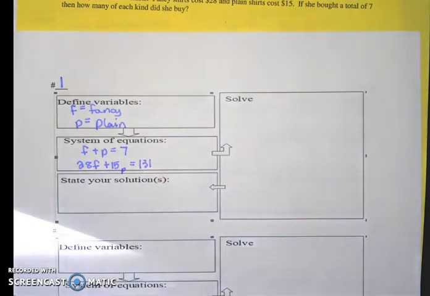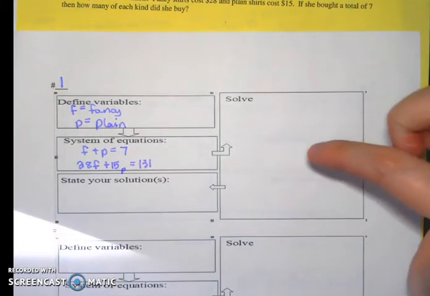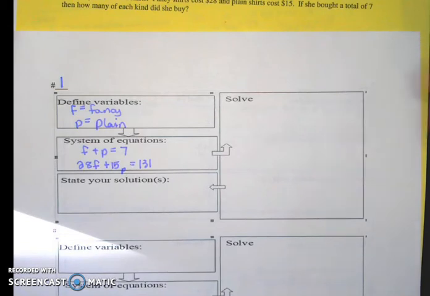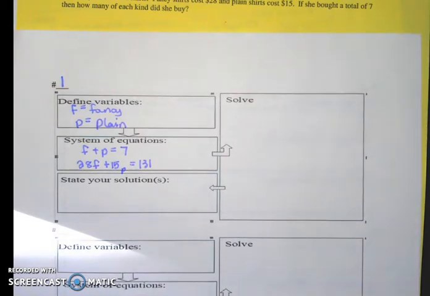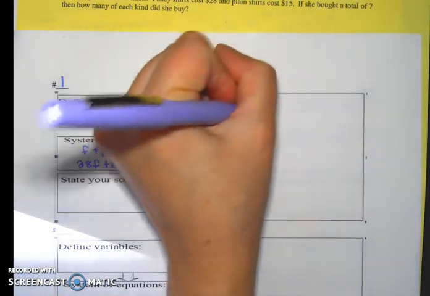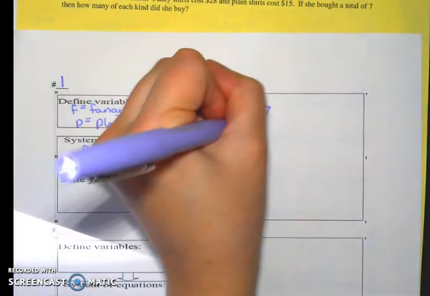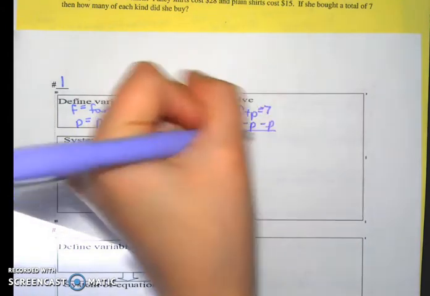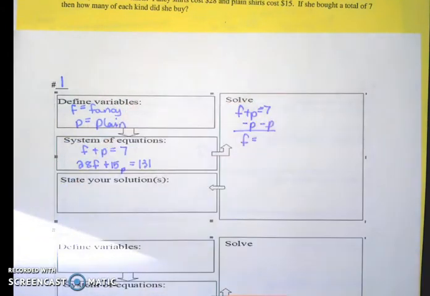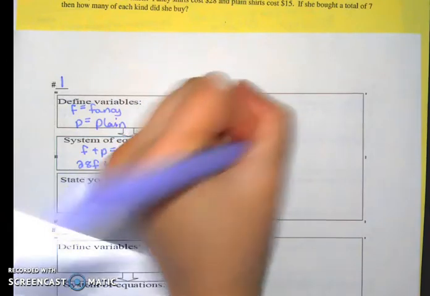Okay, so now I need to solve these using any method. You know what? To me, they're both in standard form. I could do elimination, but I'd have to multiply by some big numbers. Instead, I'm going to substitute. I'm going to take F plus P equals 7, and I'm going to solve that for a variable. I'm going to solve that for F. So I'm going to subtract P on both sides. That gives me F equals 7 minus P.